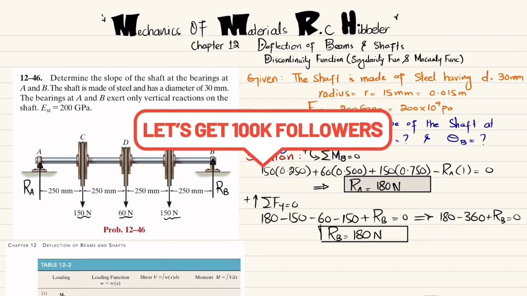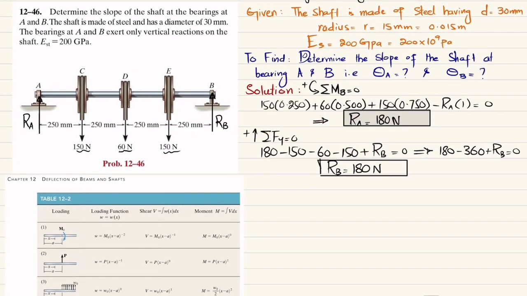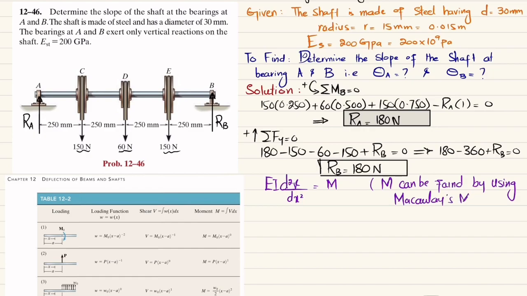Now we have RA and RB, so we'll move toward finding the equation of the elastic curve, which can be obtained by using this equation: EI d²v/dx² equals the moment. This moment can be obtained by using Macaulay's method or singularity functions. So we'll find this M as well. I will write the moment M.